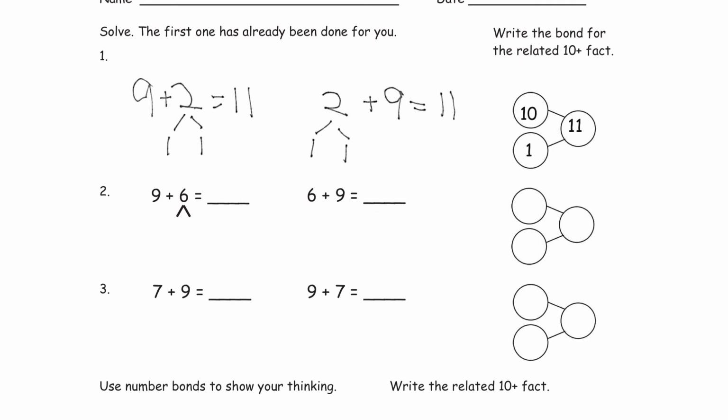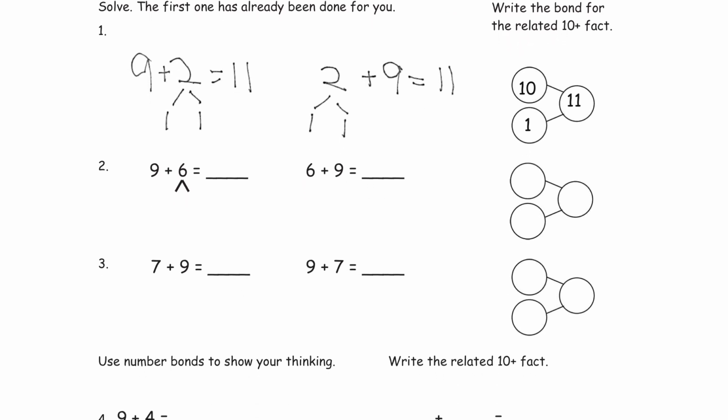Well, number 1's done for us, so that makes it pretty easy. We had 9 plus 2 equals 11, and they made a 10 out of my 9, and they had 1 left over, so 9 plus 1 is 10. 10 plus 1 is 11. And all they did is they made it go topsy-turvy over here. They flip-flopped the numbers. 2 plus 9 equals 11. Same number bond over here.